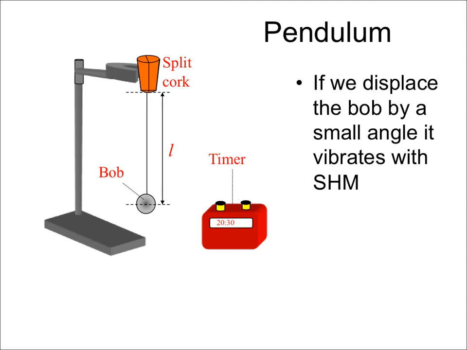This is the length of the pendulum to the centre of the pendulum bob, if you notice, because the centre of gravity of the entire pendulum is the centre of the pendulum bob, because it's very heavy. There's a great weight or mass compared with the string. We also have a split cork. The idea is that the point of oscillation is constant and doesn't change as the thing oscillates, and we have a timer.